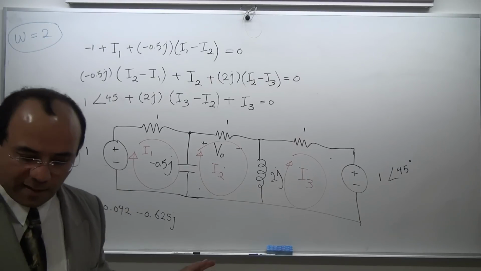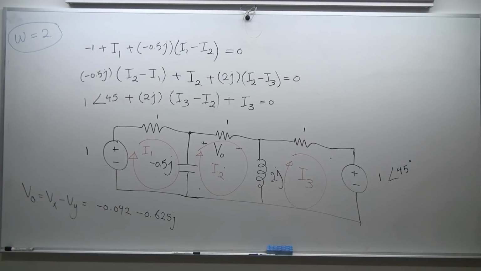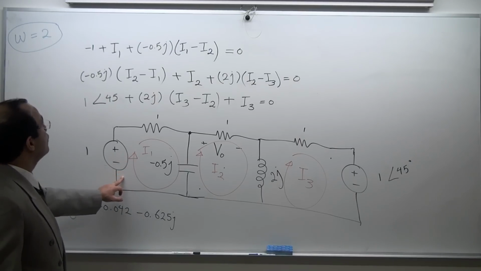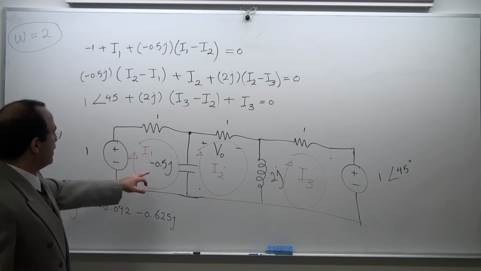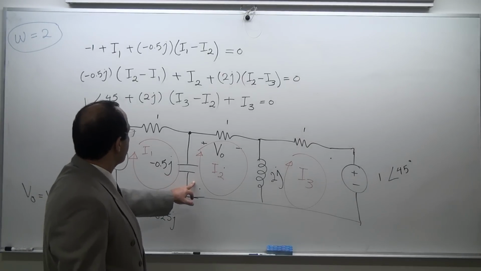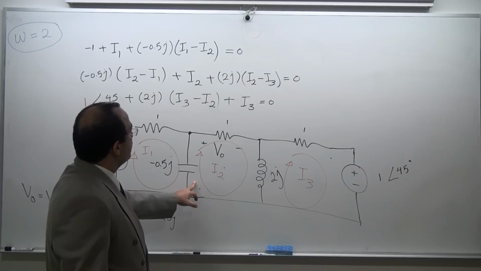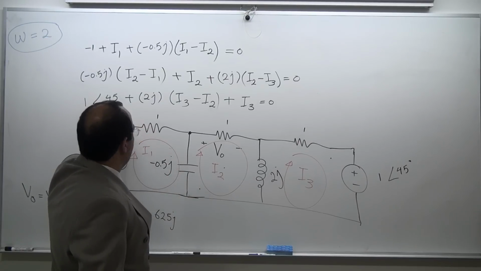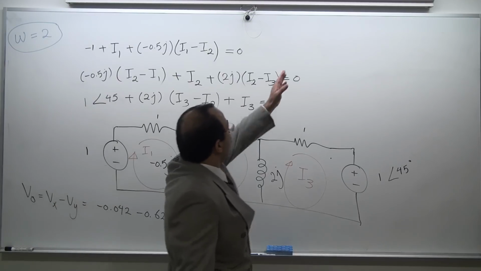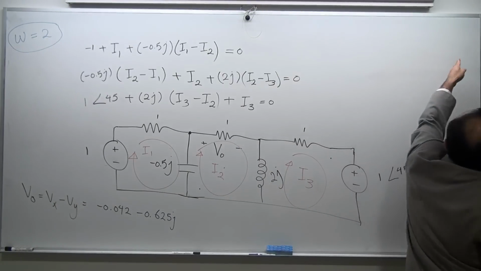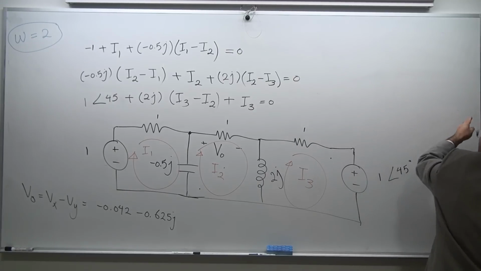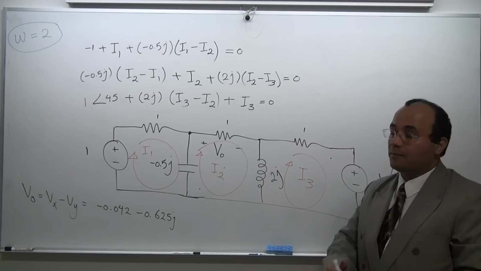I don't have a space, so I'm going to erase a bit of the circuit, but you can double check to see if you wrote the equations correctly. Okay. So I want to have I1, I2, I3 constant. That's the way I build my system.